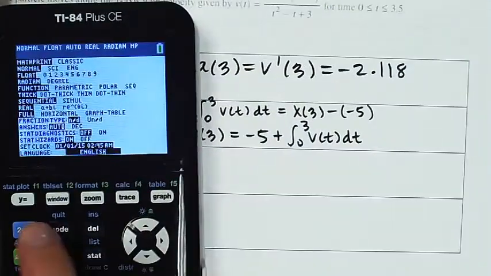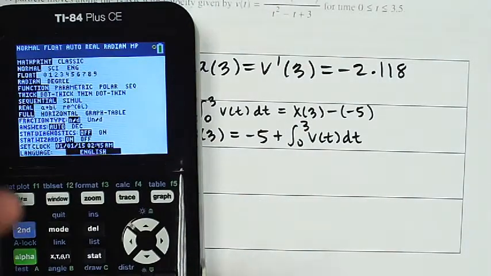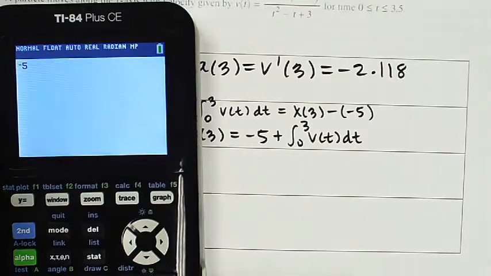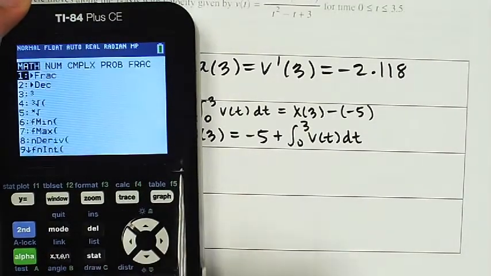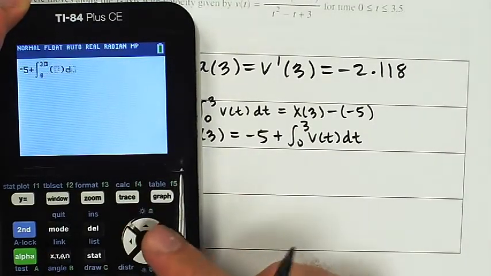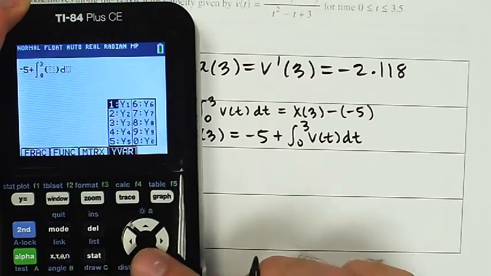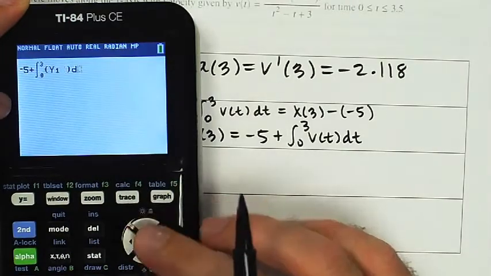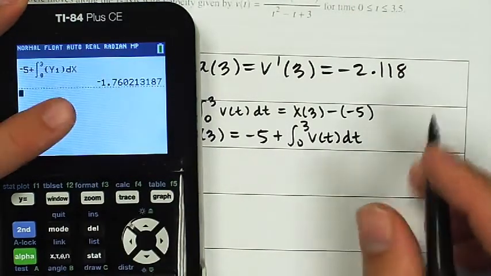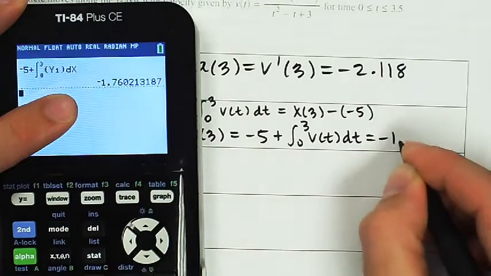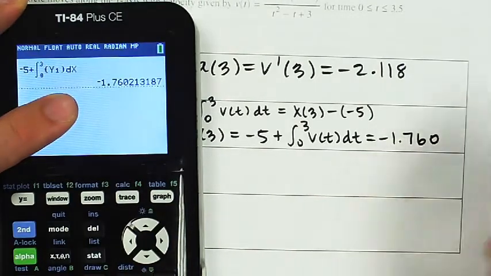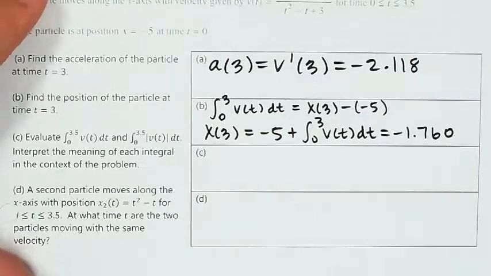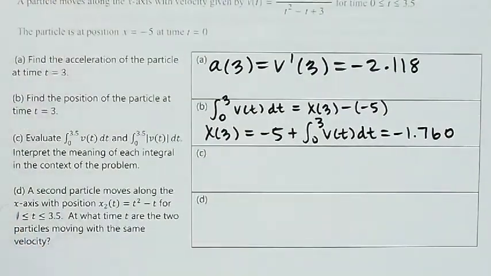So I'm going to go over here. I've gone back into math print mode, so I'm actually using a TI-84 now. So I've got negative 5 plus math 9, 0 up to 3. Okay, velocity is what I'd stored in y1, getting that from the F4 menu. With respect to time, which is x in this case, and that's negative 1.760. Okay. Part C.